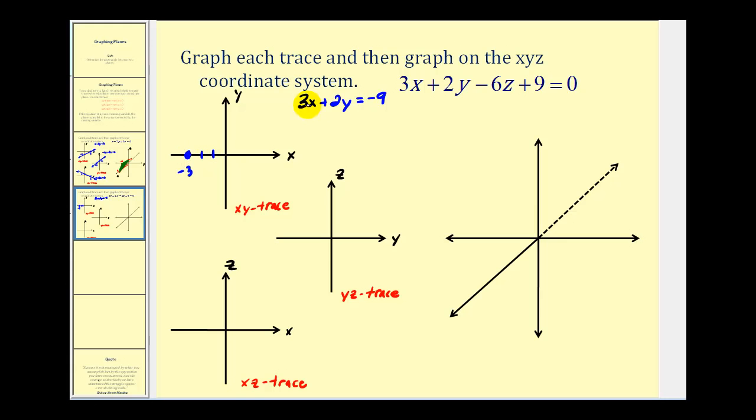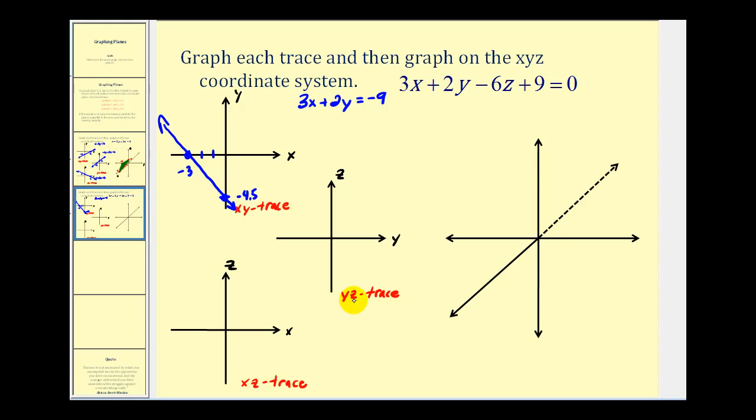And if we set x equal to 0, we'd have 2y equals negative 9. If we divide both sides by 2, we'll have y equals negative 4.5. So somewhere down in here. So the given plane intersects the xy plane along this line here.